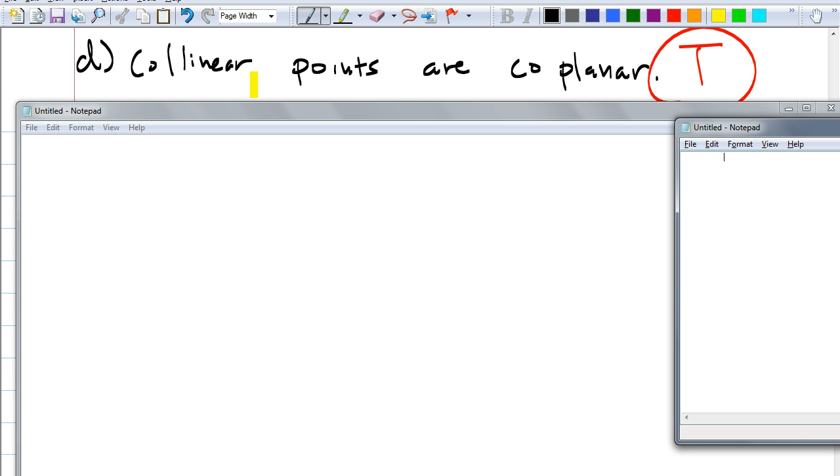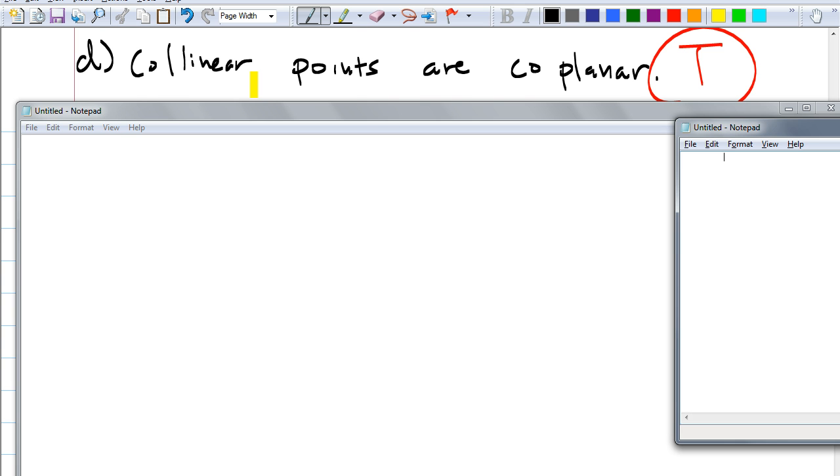It's frozen. I'm sorry. So think about it. First of all, what does collinear points mean? Points that are on the same line, right? So imagine that you have a bunch of points that are on the same line. How many planes could go through it? Infinitely many.